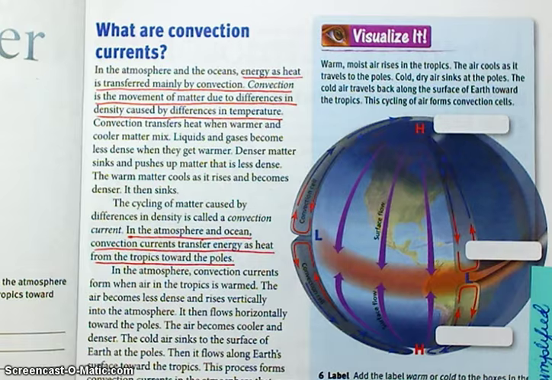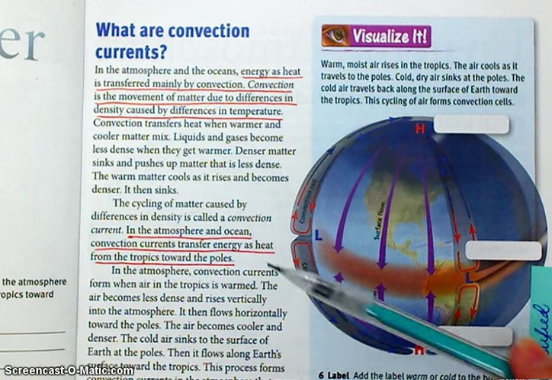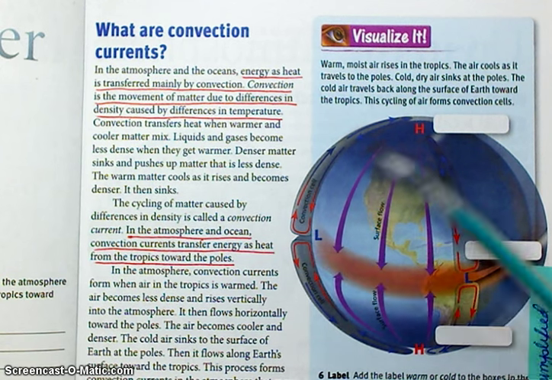In the ocean and the atmosphere, convection currents transfer energy as heat from the tropics towards the poles. So we're going to have large-scale convection currents that are acting both in the ocean and in the atmosphere that help us to take the excess heat at the equator and move it towards the poles.